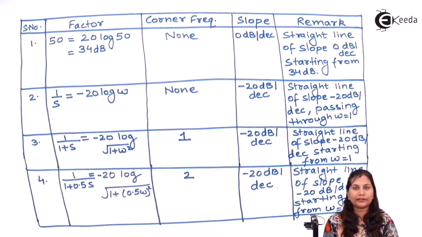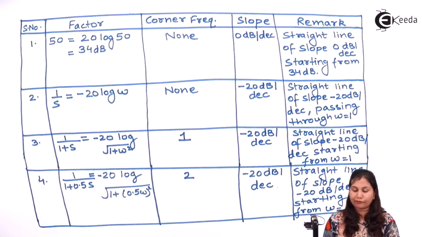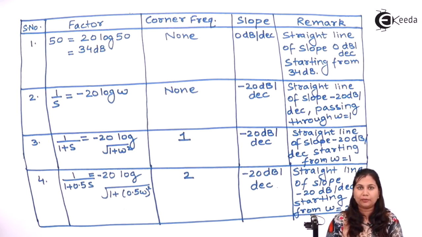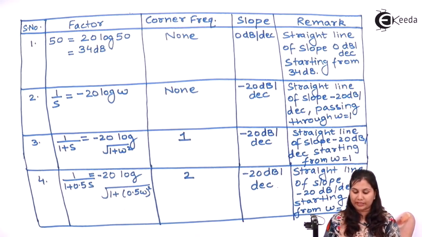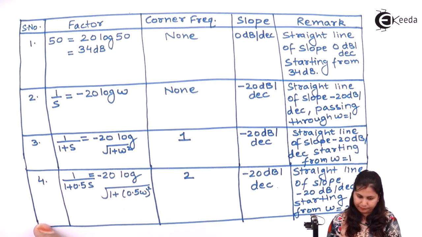So we have considered all the 4 factors present in the transfer function and we have found out the corner frequency, slope, magnitude and how we can represent these factors on the Bode plot, that is for the magnitude plot. Now we have to again form a table for the phase plot. Okay, how we can represent all the factors on the phase plot. So let's form the table for the phase plot.